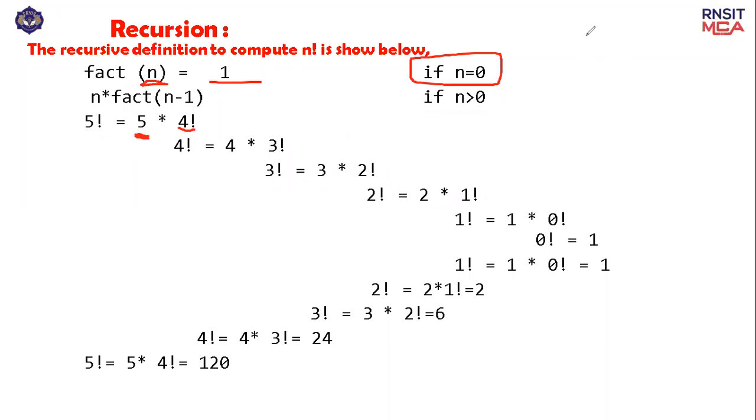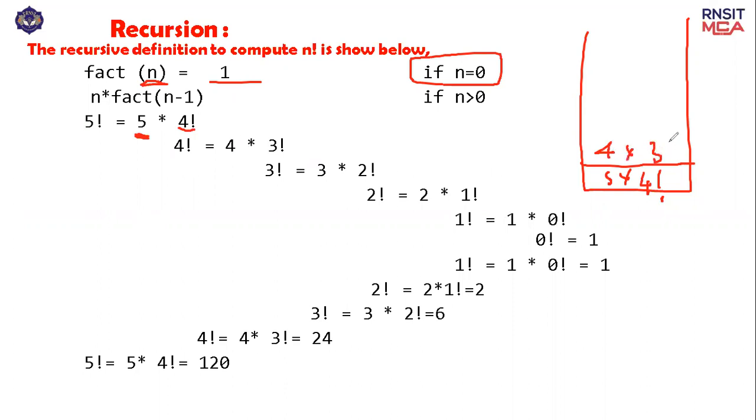So what happens? It will create a stack like this. It will write 5 into 4 factorial, and it will call the next function. That is 4 into 3 factorial it will call again, and 3 factorial again is 3 into 2 factorial, so it will call the same way.